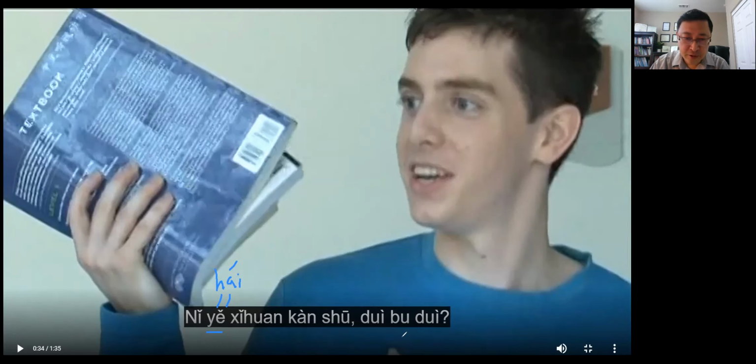Another new grammatical structure that's brought up in this sentence is 对不对, right, not right. This question structure is called the affirmative-negative question structure, formed with affirmative and negative forms of verbs or adjectives. So right, not right.